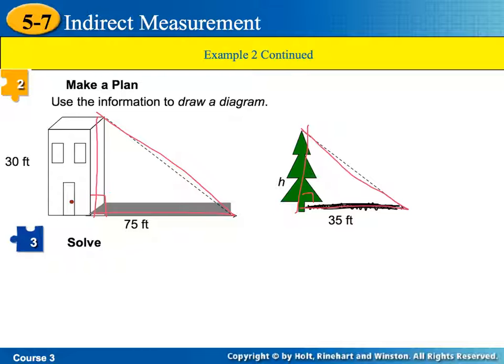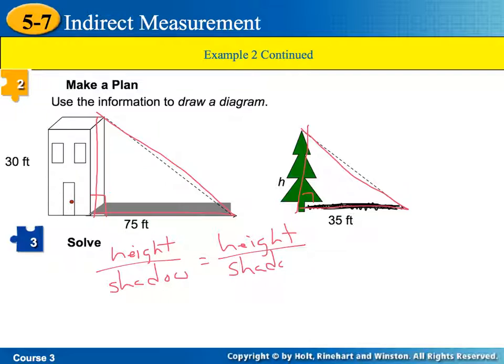All right, so what I'm going to do is put height over shadow on one side, and on the other I'm going to do height over shadow. You may have done something different. Don't change your answer right now. We'll see how you came up with an answer. So my height of the building is 30. Shadow of the building is 75 feet. Height of my tree is h. I don't know what that is; that's what I'm trying to figure out. The shadow of my tree is 35 feet.